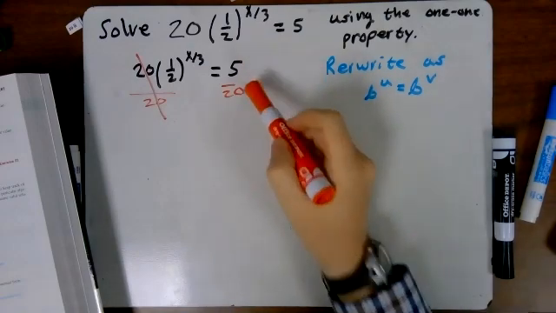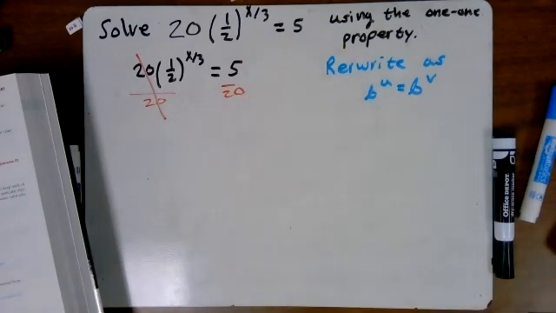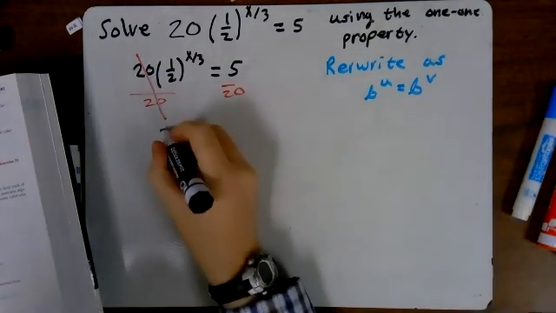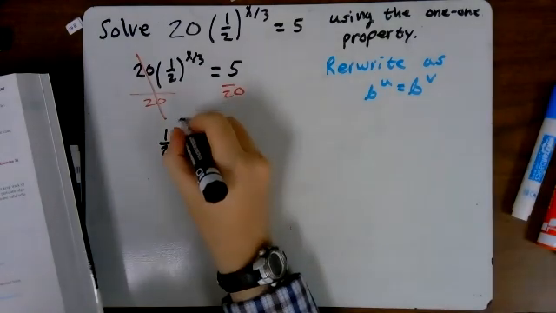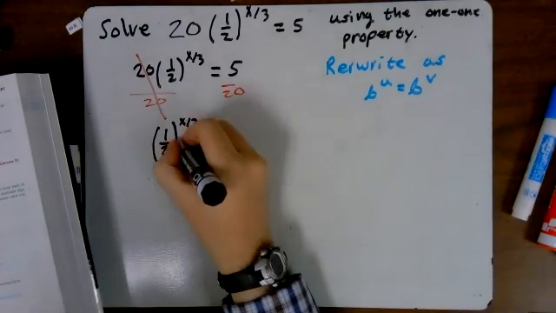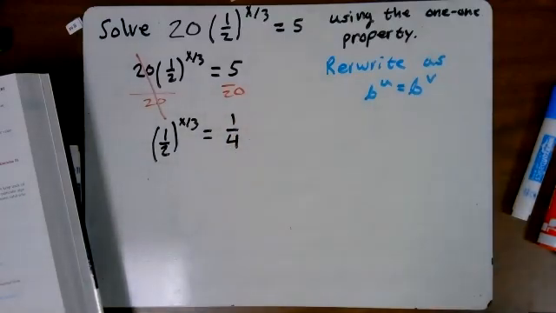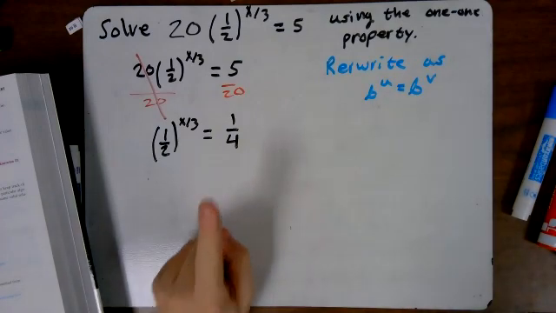Okay, now I have 5 twentieths. That can simplify out to 1/4. So now we have 1/2 to the x thirds power equals 1/4. Okay, cool. Now, at least we don't have that 20 messing things up anymore, but the right side still isn't written as an exponential with 1/2 as the base. But it can be.